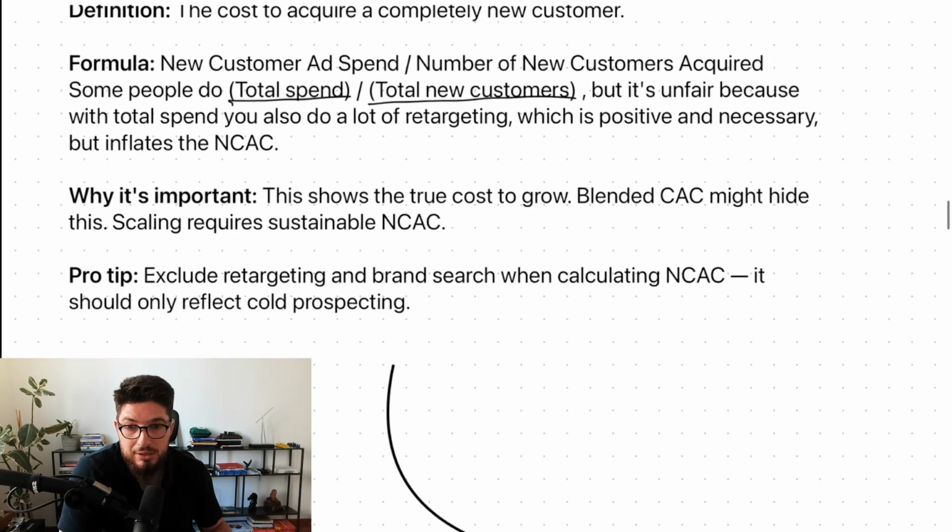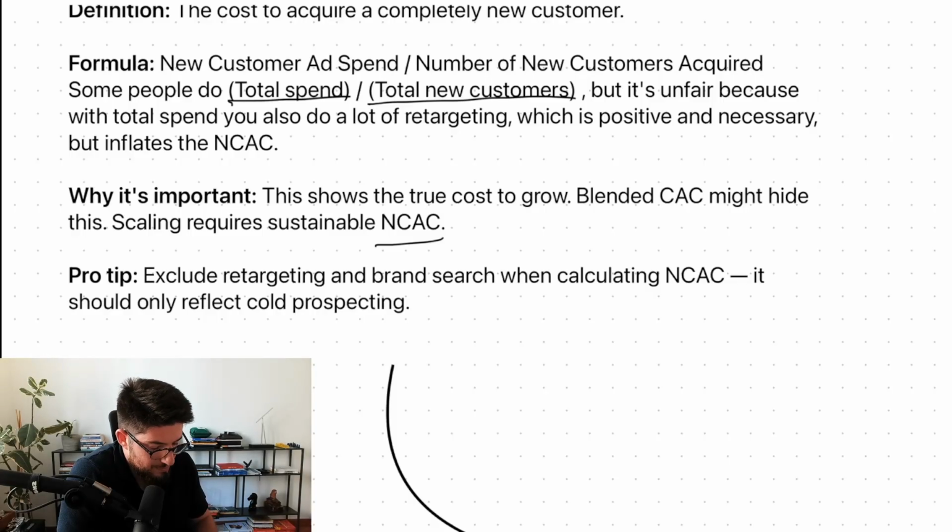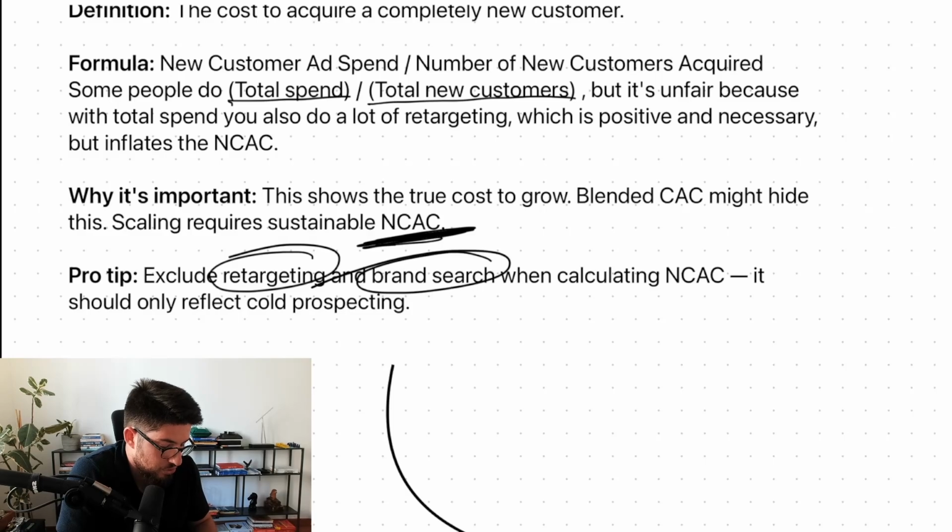Why is it important? It shows the true cost to grow. So basically, a blended CAC is not going to give you any accurate information, because it's going to include retargeting, it's going to include pretty much everything. And to properly scale, you will require a solid number when it comes to new customer acquisition cost. And then the pro tip: exclude retargeting, exclude brand search when you're calculating all of this.